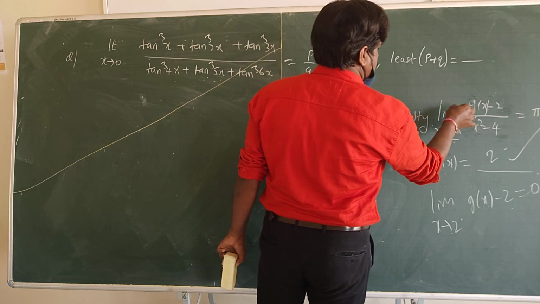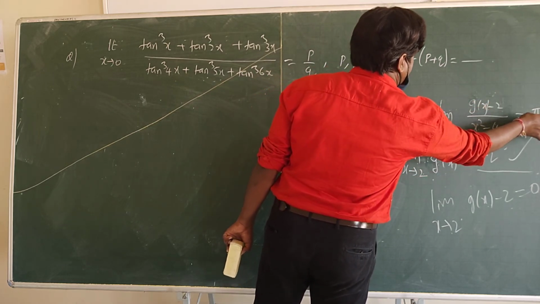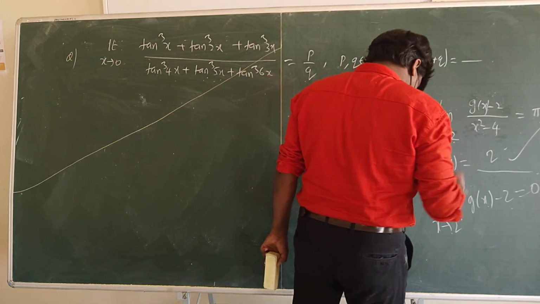g of x is the function, limit x tends to 2 of (g of x minus 2) by (x square minus 4) equal to 5. This limit value you are getting.